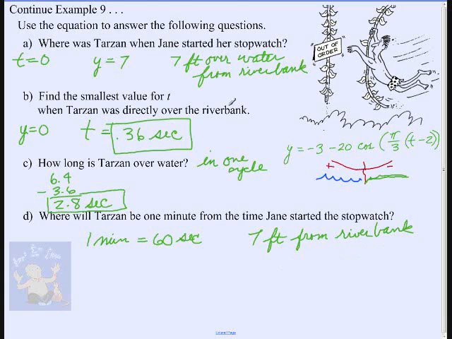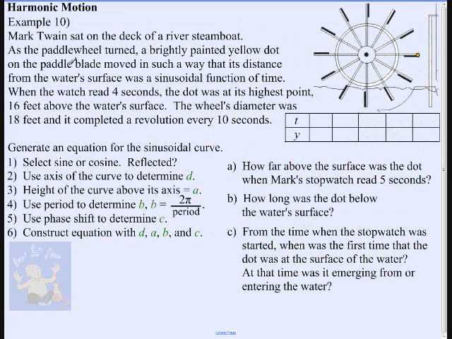Which is the very same place he was at, and that's over water, at t equals 0 over water. I should say that. It's important, isn't it? Harmonic motion. Here's another example.